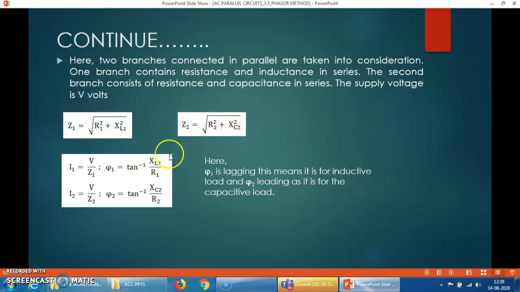Now what is the current? As we noted, current I1 is equal to V by Z1. By substituting the supplied voltage, you will get the current I1. In the same way you can find I2, that is V upon Z2. The phase differences can also be found: phi 1 is always lagging, and phi 2, as the capacitor is there, is leading. Phi 1 is equal to tan inverse of XL by R1, and phi 2 is tan inverse of XC divided by R2. This way you can find the currents I1 and I2, and by addition of I1 and I2 you will get I and the final phase angle.